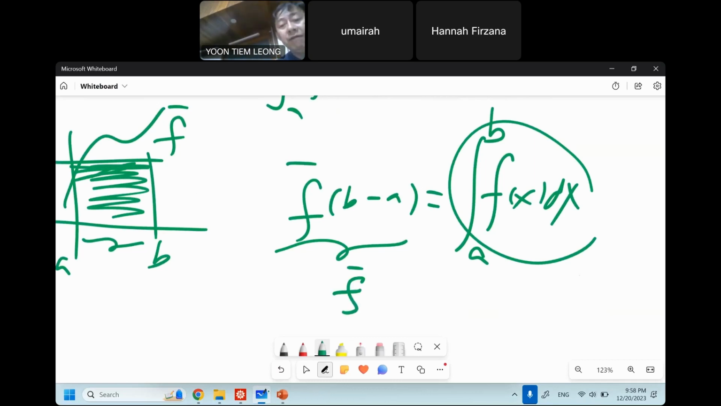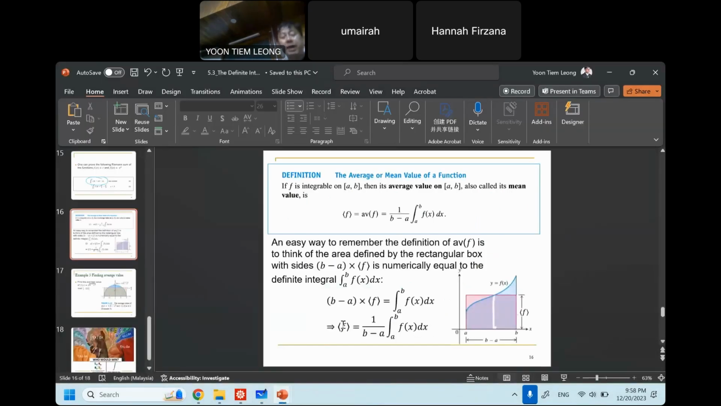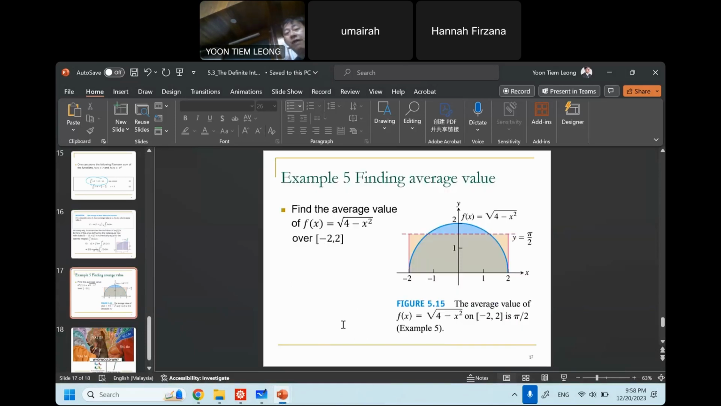So if I give you a function f, you can then calculate the average value of the function by using this very simple definition. Here is a very simple example of calculating the average value of the function given by the square root of 4 minus x squared. To calculate the average value, you multiply the average value, which you try to find, with the width of this function between a and b, which is equal to 4. Right? 4 is the width, that is 2 minus minus 2.